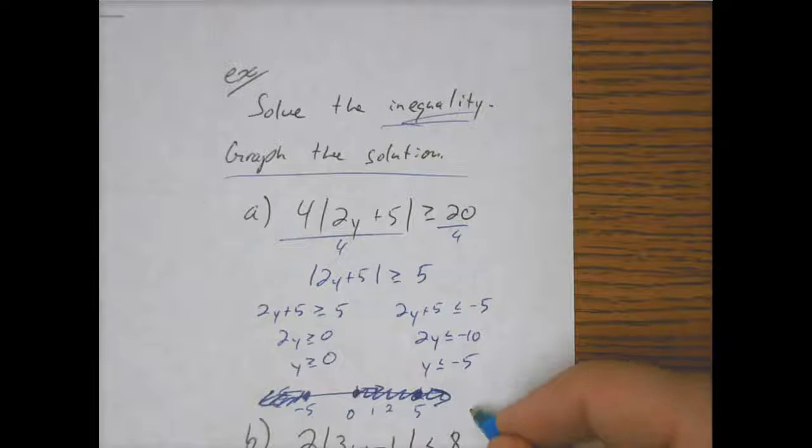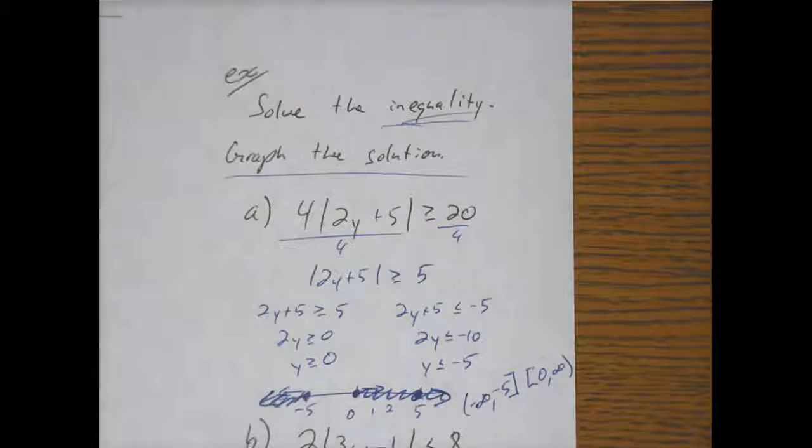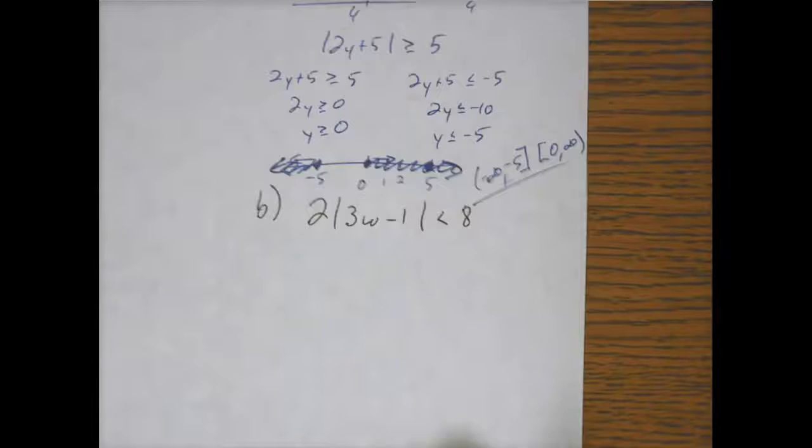To write this in interval notation, we have everything from negative infinity to negative 5, and then from 0 to infinity. Cool. So this is solving it. This is graphing it. I'm going to be looking for both those things if it asks for both of those things. So let's do another one.